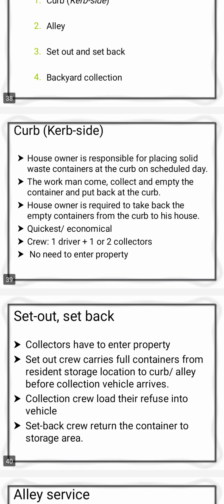Okay, so second is the set out setback system. It is a system where collectors have to enter the property. The set out crew carries full containers from the resident storage location to the curb or alley before collection vehicles arrive, and the collection crew load their refuse into the vehicles. The setback crew returns the container to the storage area. So this is about the set out and setback system and the curb system, which are used for the collection of waste in the house to house system.